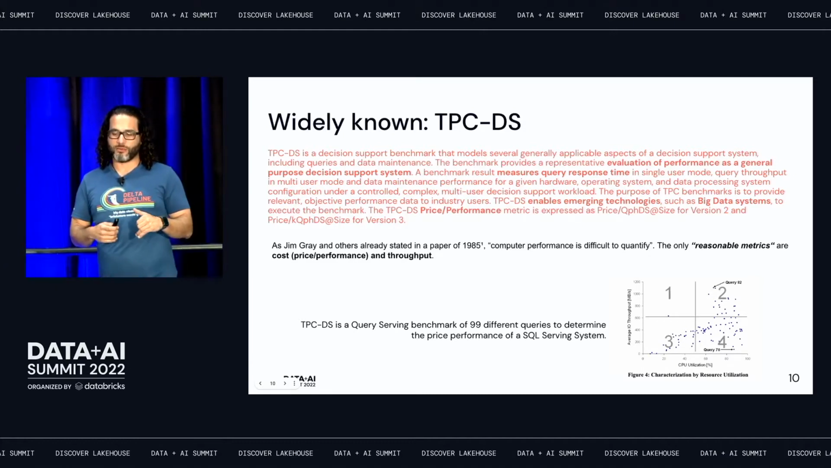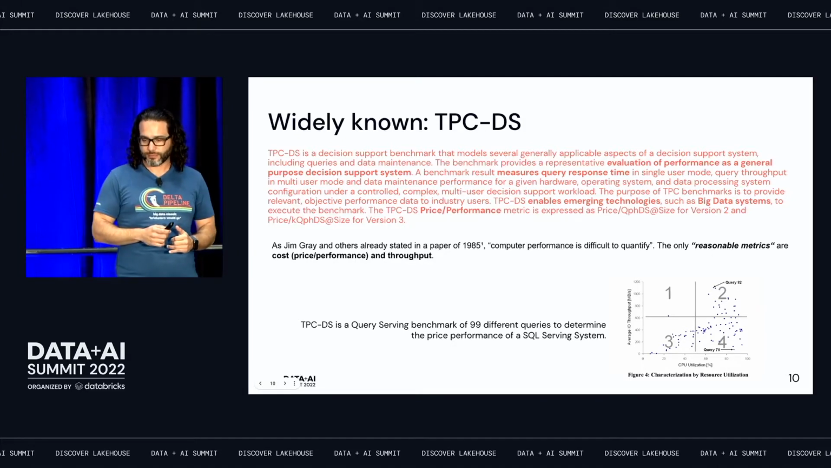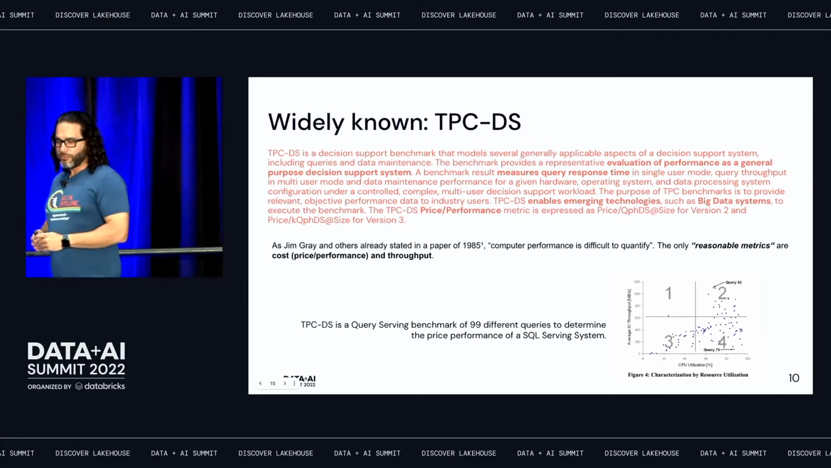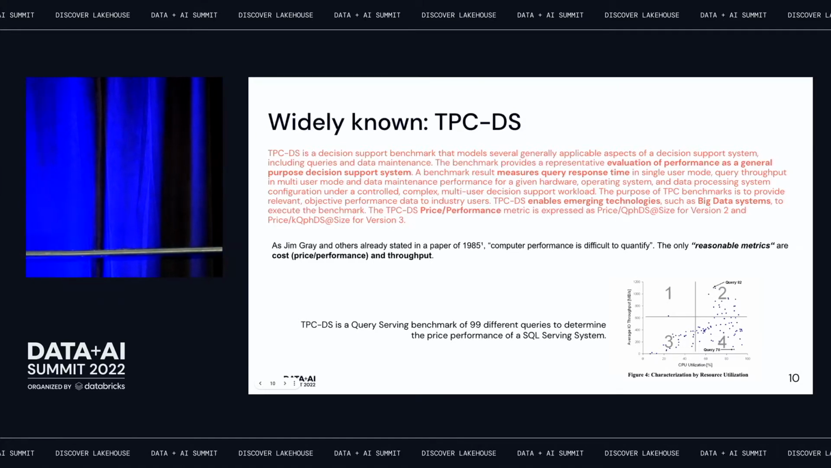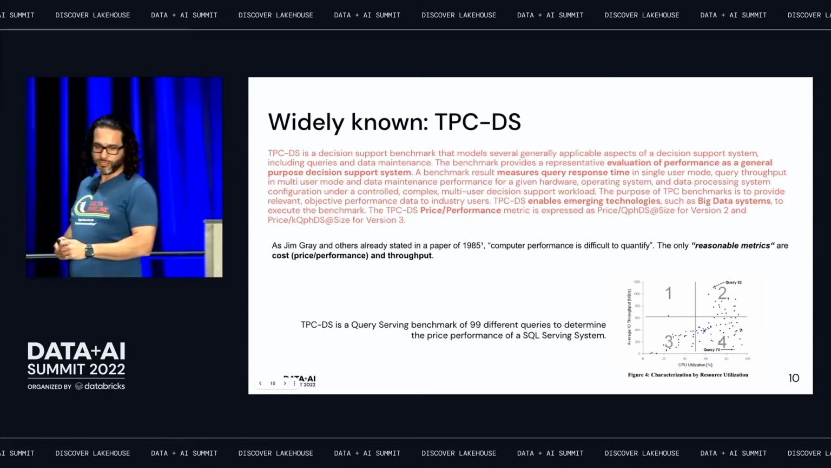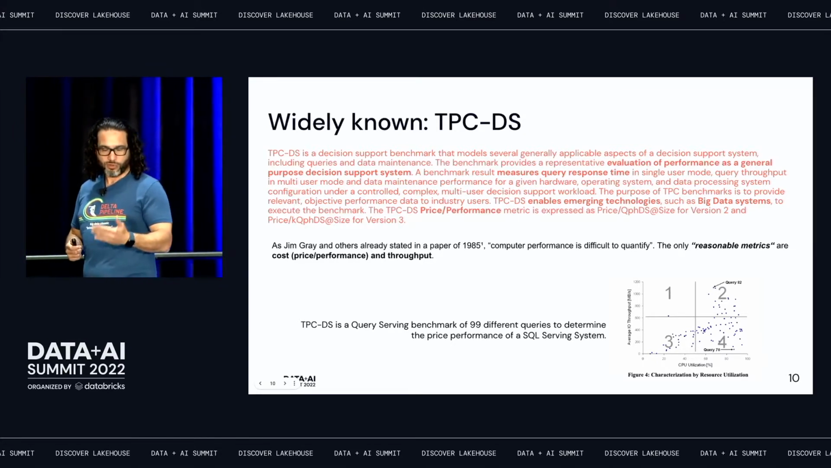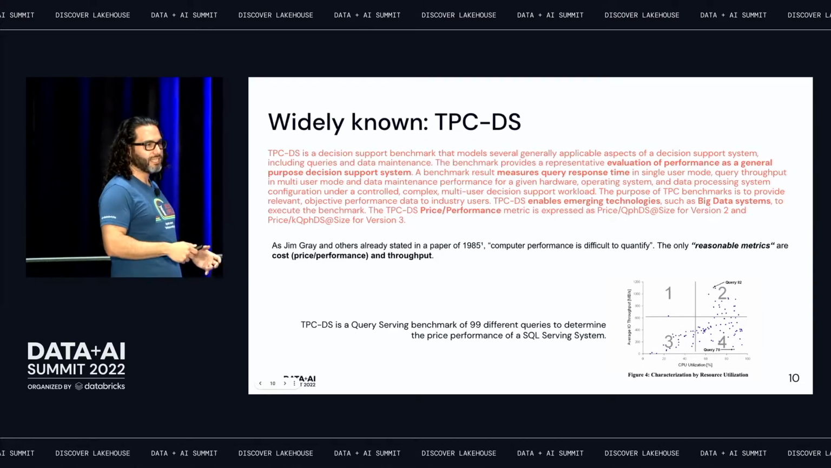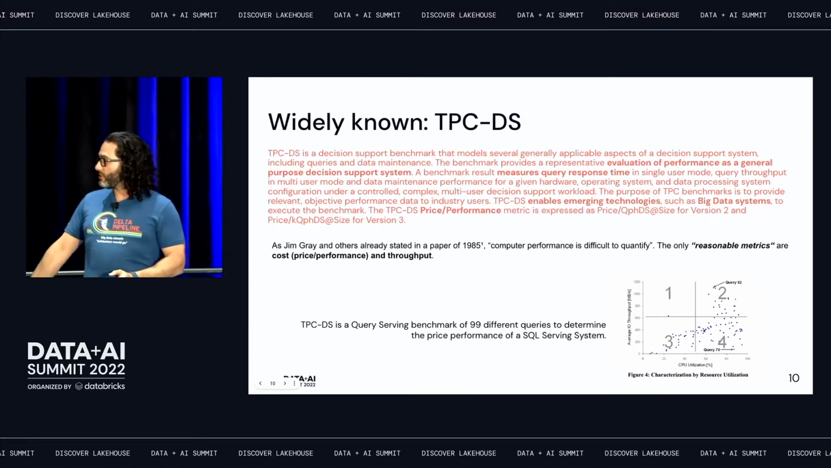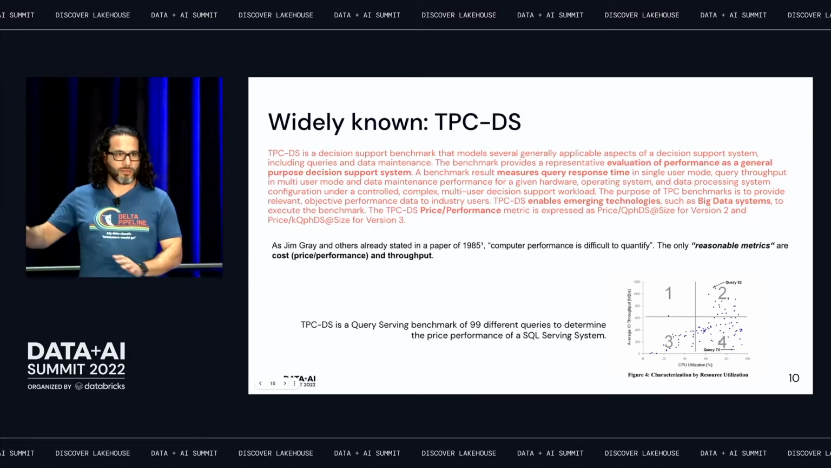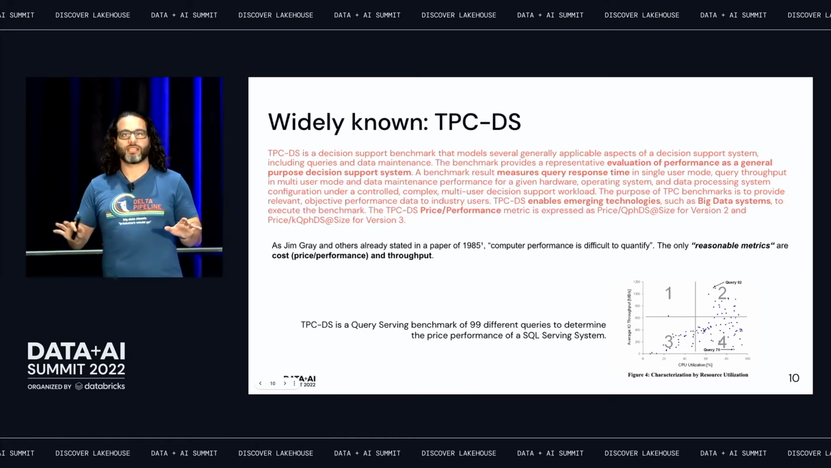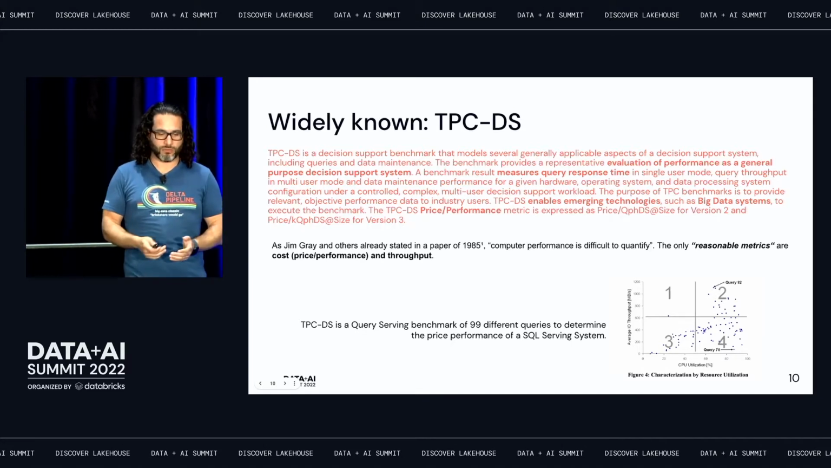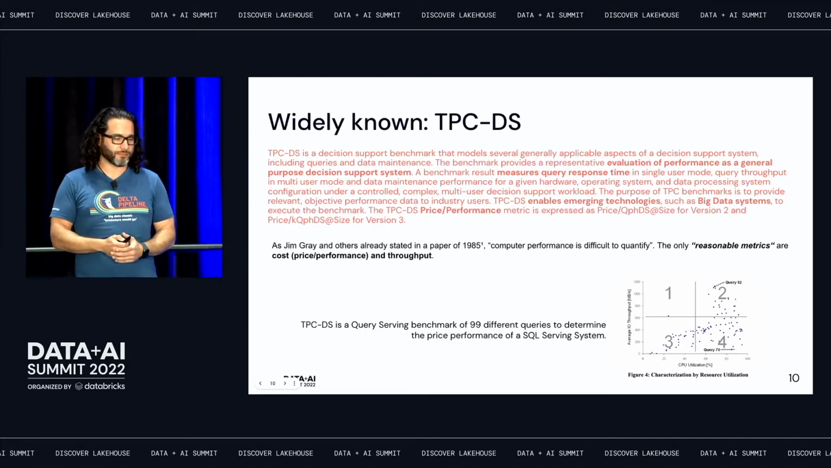The key thing that I want you to understand about TPC-DS is that Jim Gray, in the original paper from 1985, said computer performance is so difficult to quantify that the only reasonable metrics are cost, price for performance, and throughput. And so they created TPC-DS, these 99 queries, and you can see here this chart that shows the complexity of them. That's a variable amount of complexity of queries. So they tried to sample what are all the queries that you would get in a type of warehouse so that we can judge real-world performance. So this is what TPC-DS is.